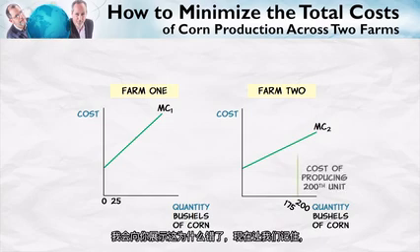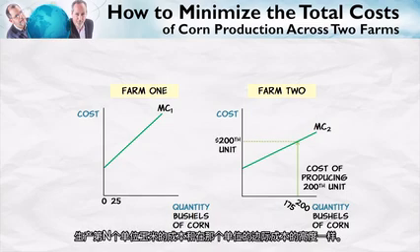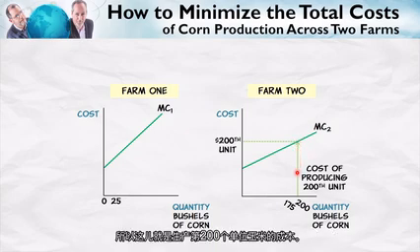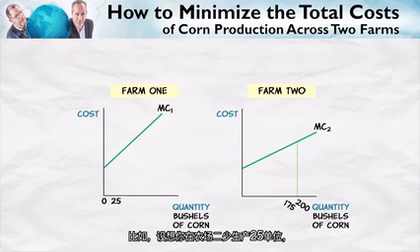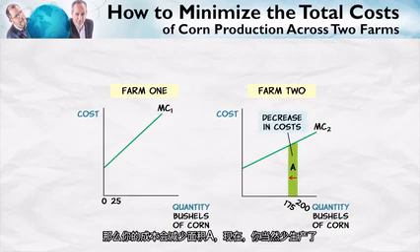Now, let's remember that we could read the cost of producing the nth unit of corn as the height of the marginal cost curve for that unit. So here's the cost of producing the 200th unit of corn. Now imagine that you produced all 200 units from farm 2. Let's now show a lower cost way of producing 200 units. For example, suppose you were to produce 25 fewer units on farm 2. Your costs would then fall by area A.